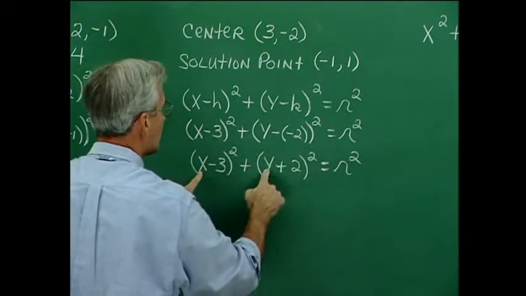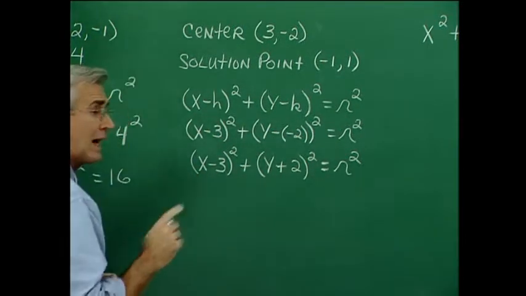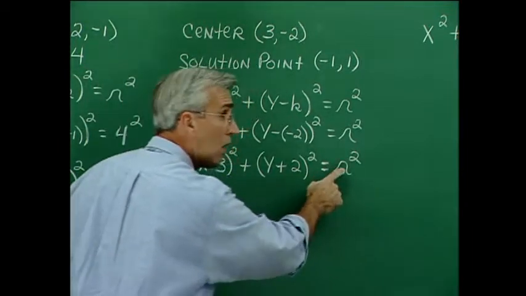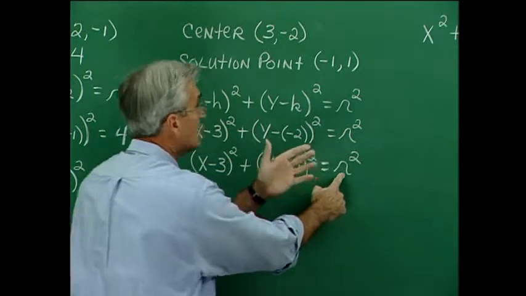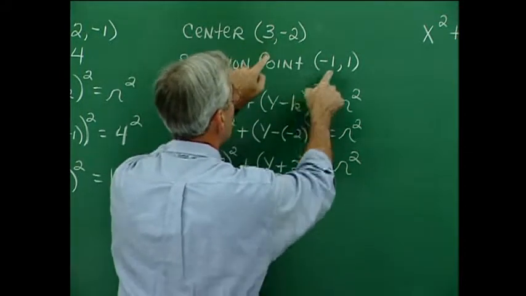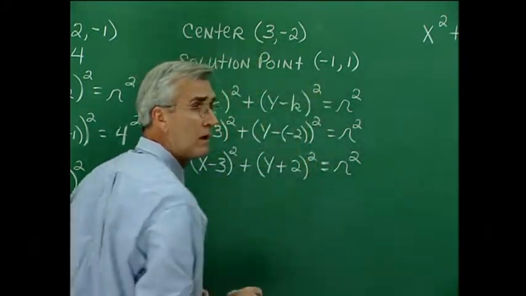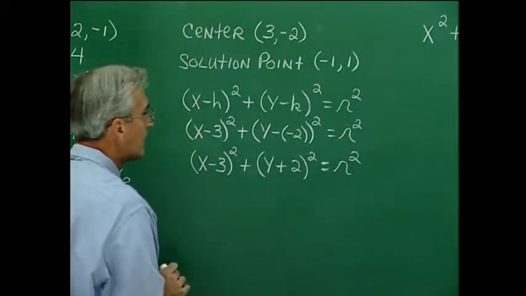We would clean this up as y plus 2 all squared. Okay, now we're at a point where we need r. Now again, we could find r, we could find that radius by just finding the distance between those 2 points, that is, using the distance formula. But there's another clever way to do that.